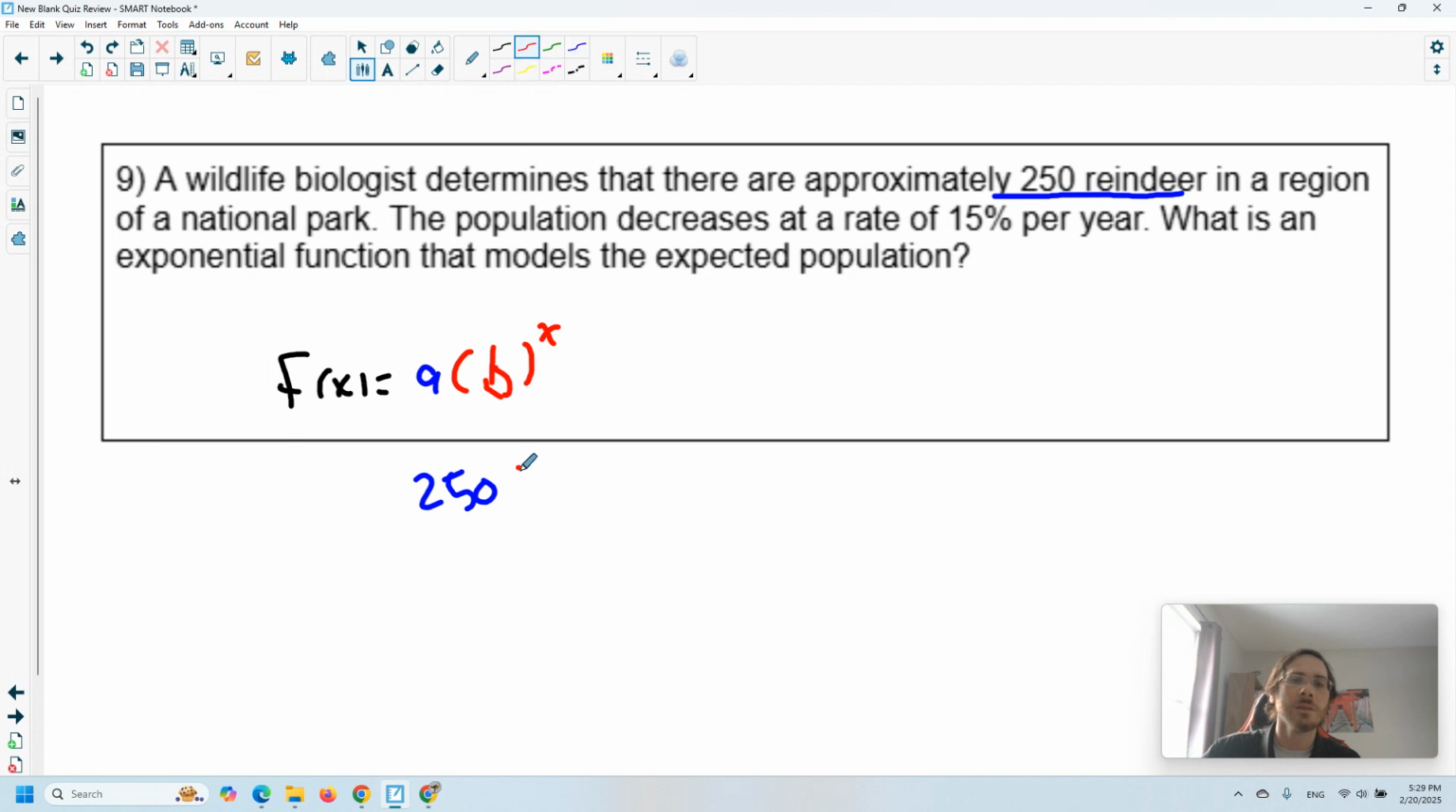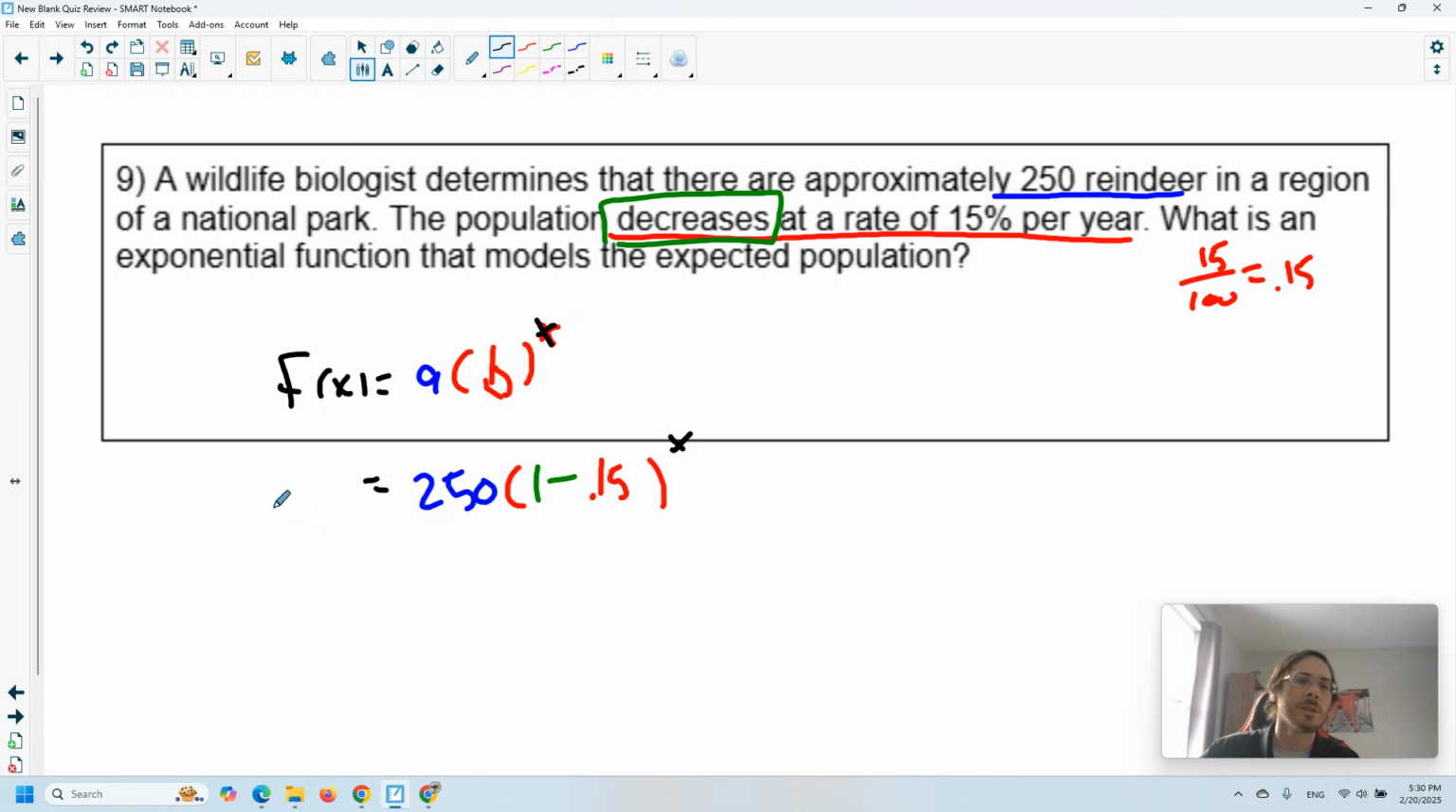And then b is what we're multiplying by. So in this case, we see we're decreasing at a rate of 15% per year. So when we're decreasing, we're going to do 1 minus 15%, again, that would be 0.15. If you forget how to do 15%, just divide that percent by 100. And that gives you the decimal that you need. Sorry, that should be an x. And then x stays as x. And that's it.